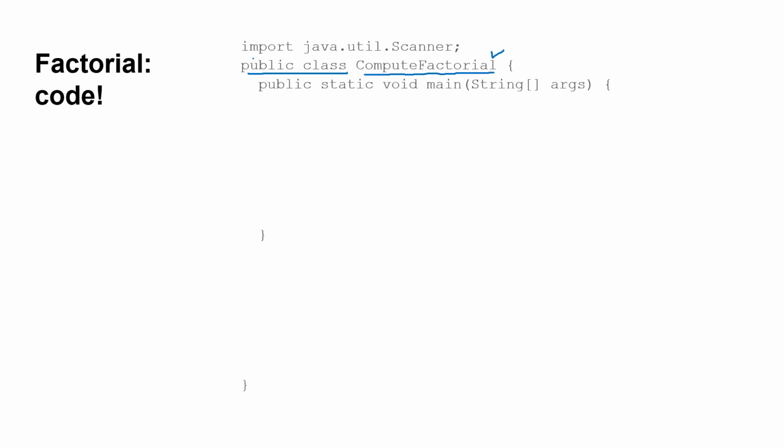And since you want to make your program more interactive, you might like to get the input from the user. For that, you'll have to import the java.util.Scanner class. Then inside this class you would write a main method, just the way we do: public static void main, and inside the parentheses of the main method goes a String array called args.